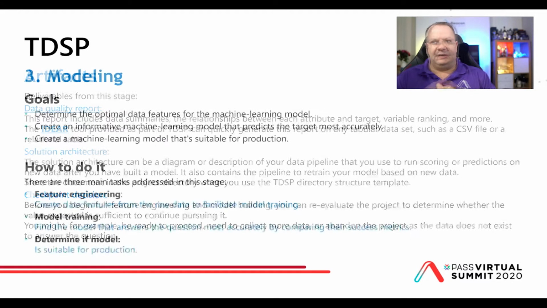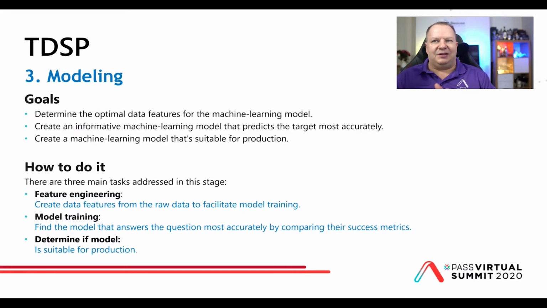Let's move on to modeling now, and we're going to look at the goals inside of this modeling phase. What are the optimum data features that we need for this model? Do we have them? Have we achieved that? What does this machine learning model predict? Is it the most accurate way of achieving the target that we're trying to reach from the questions we're trying to ask here? So can we achieve that result? And is it going to be suitable for production?